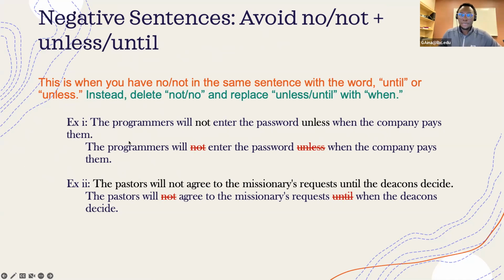You can have this right here. The programmers will, I deleted the word not, enter the password when the company pays them. So you delete the not and you delete the unless, and then you exchange unless for the word when. That's how to revise this kind of sentence. So delete no/not and replace unless/until with when. The programmers will enter the password when the company pays them.